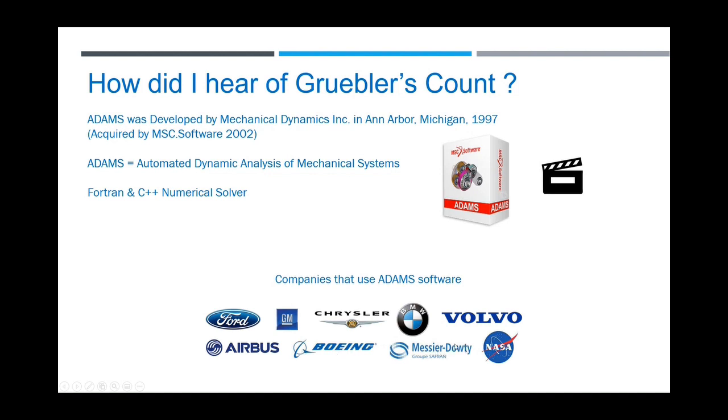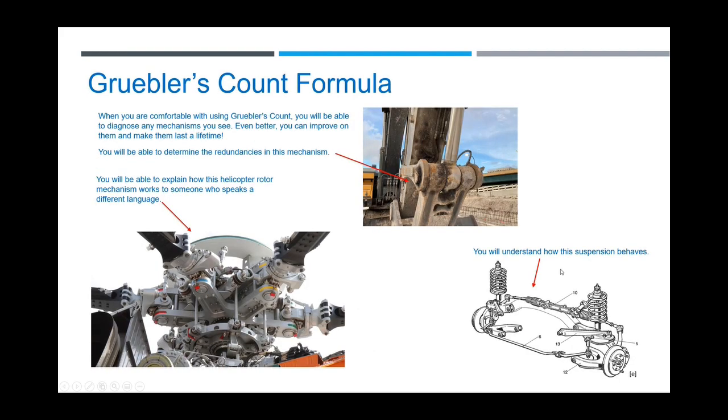Does anyone know what this company does, out of curiosity? Messier Dowty, they design and build the majority of landing gears for all aircraft around the world, military and civilian. And NASA actually used it for the Pathfinder project also. So that's how I heard of it. I was trying to say, well, if I know about this, why can't we just share it with other people? The company shared the software, but they weren't able to share it in the way that I want to share it, where you don't really need the computer to figure out how to do Gruebler's count.